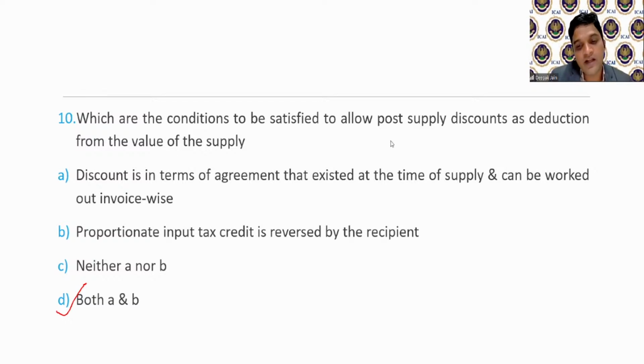1,230 will be reflected in electronic cash ledger after paying that in cash. Yes, that will reflect in electronic cash ledger. Whatever payment we make in cash ledger, that will be there.